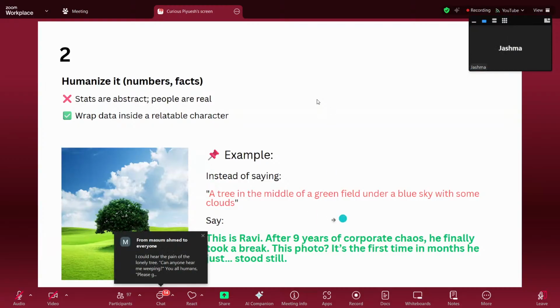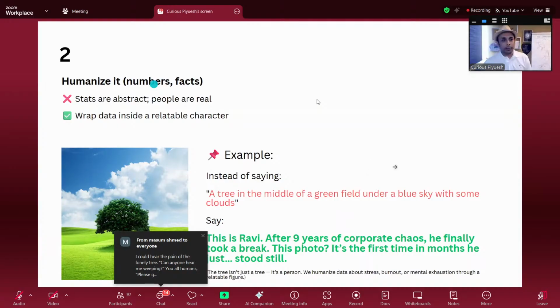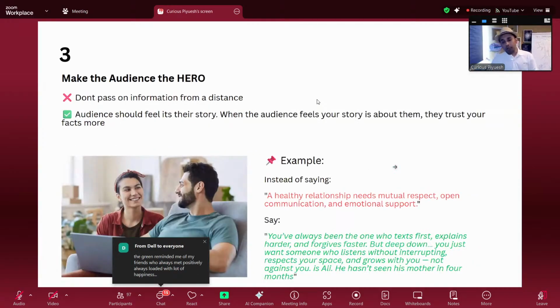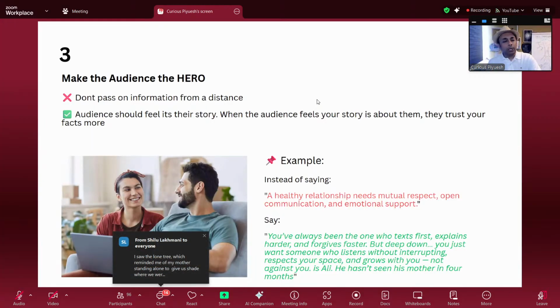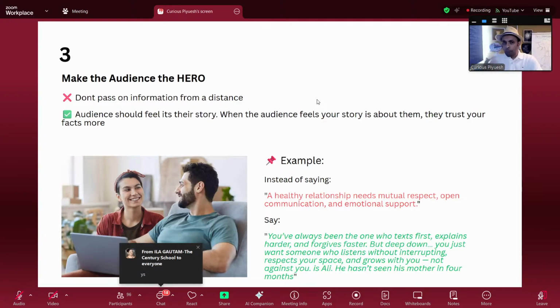Let's move to the third one. What is the third rule here? A very important rule, especially when you are a public speaker, especially when you are talking on social media. Make the audience the hero. What does this mean? So basically, don't pass on the information from a distance. In English grammar, a lot of you might be fabulous with English, have you heard of something called the third form, second form and first form?